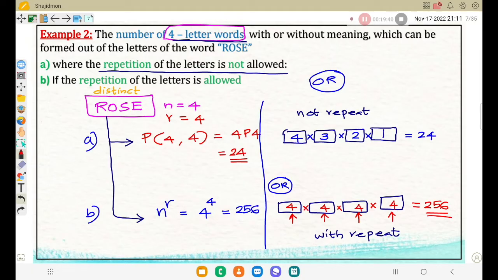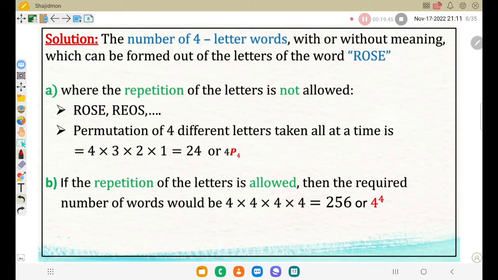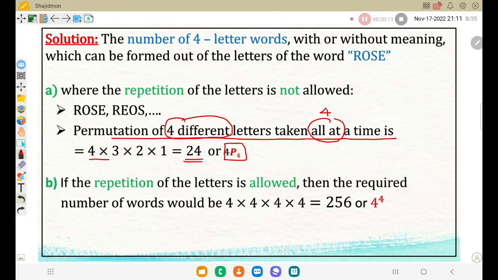Because this is like logical questions, understanding is more important. Now you can see the solution to the previous question, same as whatever we discussed. I wrote here permutation of 4 different letters taken all at a time, correct? All the letters means all 4 letters at a time. How many letters do we have? 4 letters. So totally we are getting 4P4, that means equal to 24. Otherwise 4 multiply 3 multiply 2 multiply 1 equal to 24.